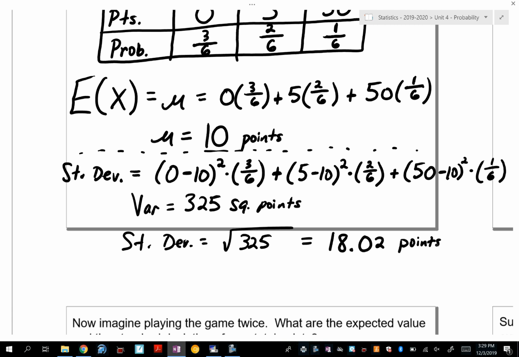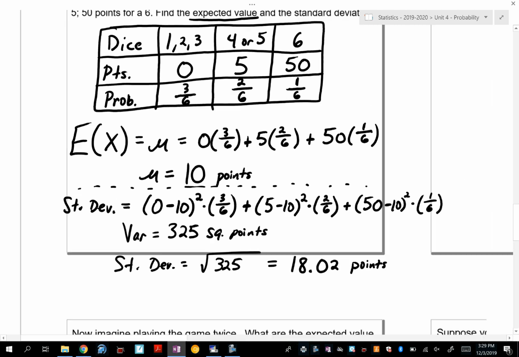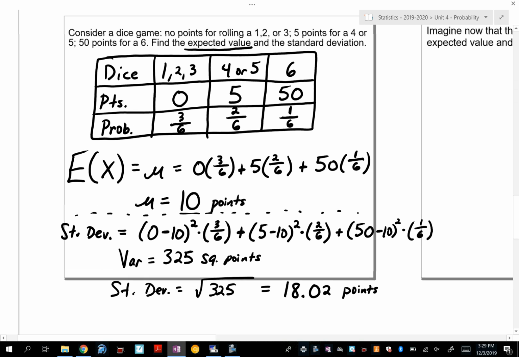Okay. Now, I want to talk a little bit about what we just calculated. I already mentioned how if a student or anyone comes up and says they want to play this game, I'm going to tell them that on average, I expect them to roll the dice and get 10 points. You should immediately be confused by that, because is there even a possibility of them getting 10 points? No.